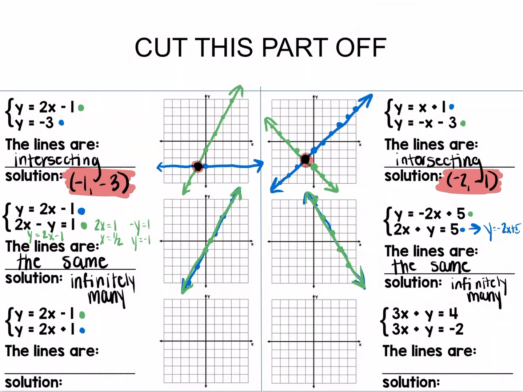So y equals 2x minus 1, negative 1. Then I'm going to go up 2 to the right 1, up 2 to the right 1, or down 2 and to the left 1. I'm going to draw my line. So that's my green line. And now let's graph our blue line. Y is 1, or your y-intercept, and you're going up 2 to the right 1 and down 2 to the right 1.